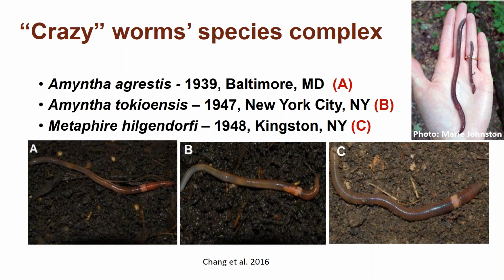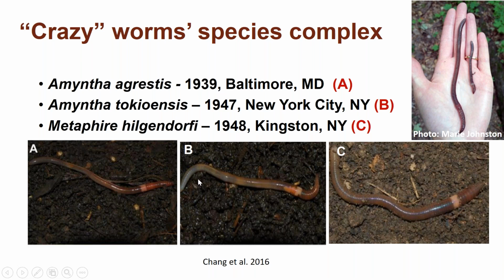So it includes Amynthas agrestis, Amynthas tokioensis, and Metaphire, hard to pronounce, hilgendorfi. So it's three different species. Amynthas agrestis, in the picture A, is medium size compared to others, and it has, as you can see here, this very distinct white clitellum. In the previous earthworms that I showed you before, they have colors similar to the entire color of the earthworm. These crazy worms, these Amynthas species, have a very white color, and this clitellum is really close to the head, as you can see here. So Amynthas agrestis is the most common, but it's medium size.